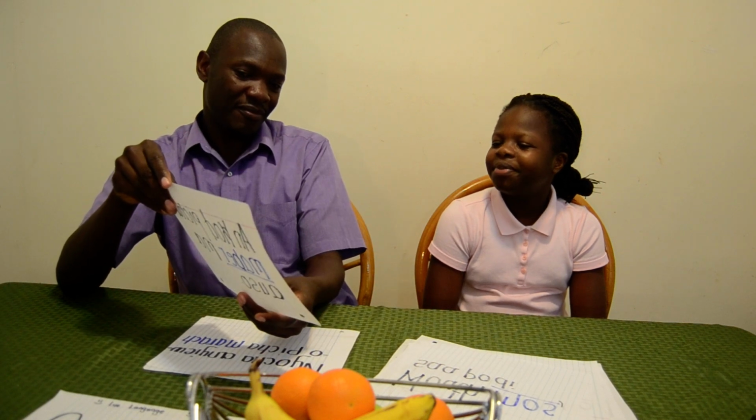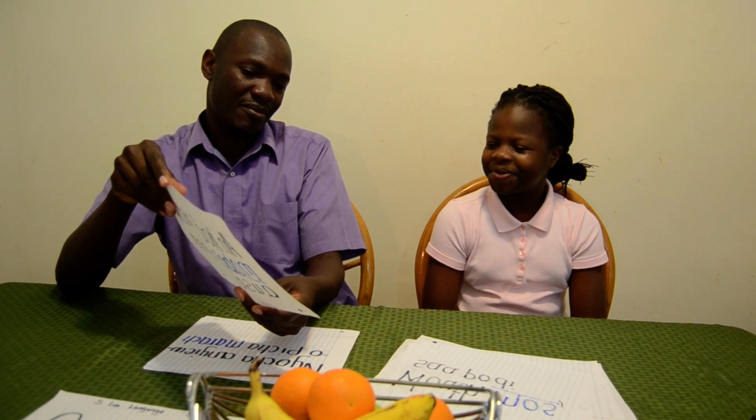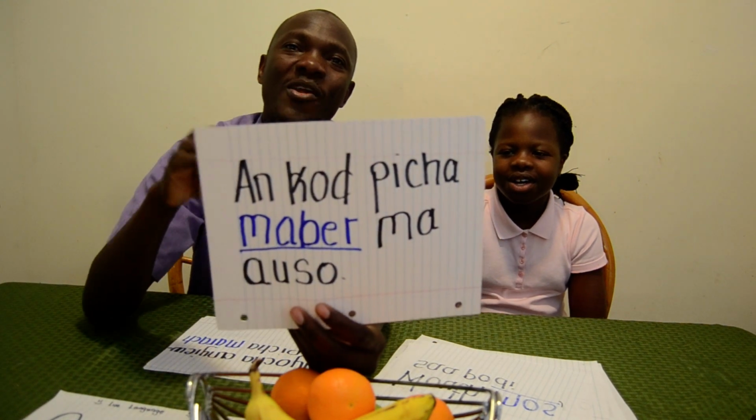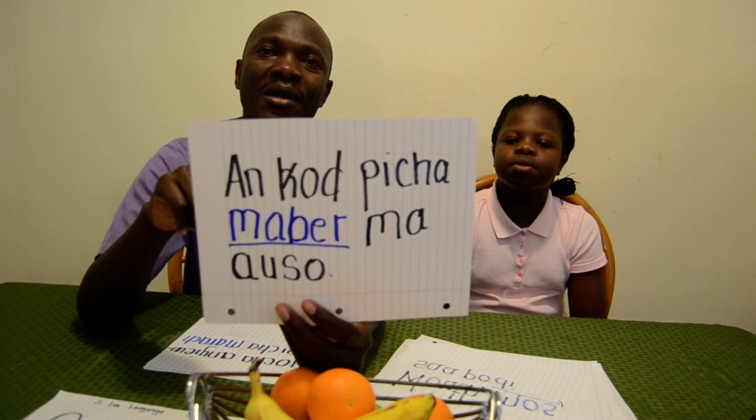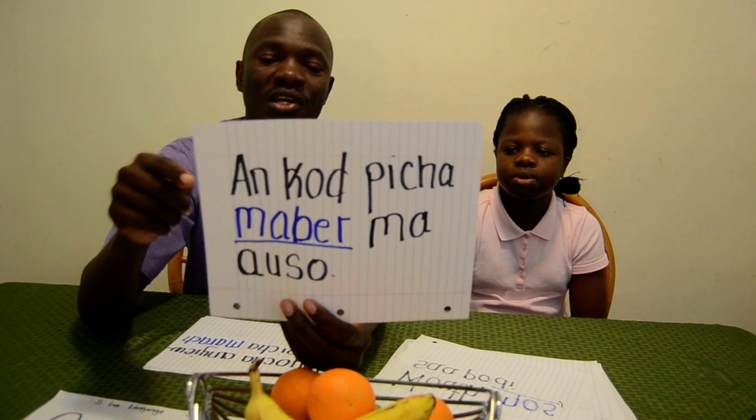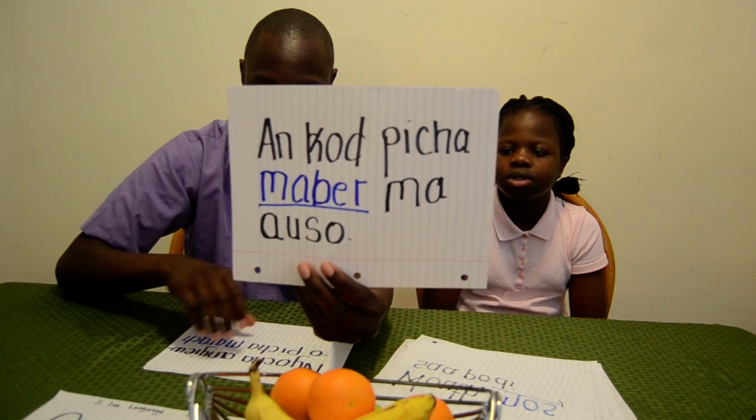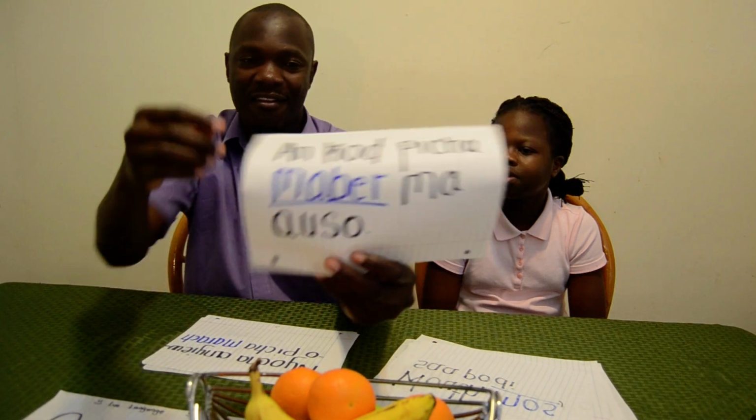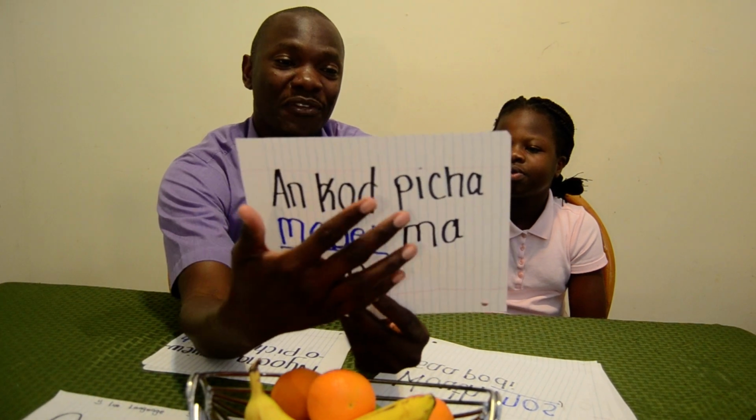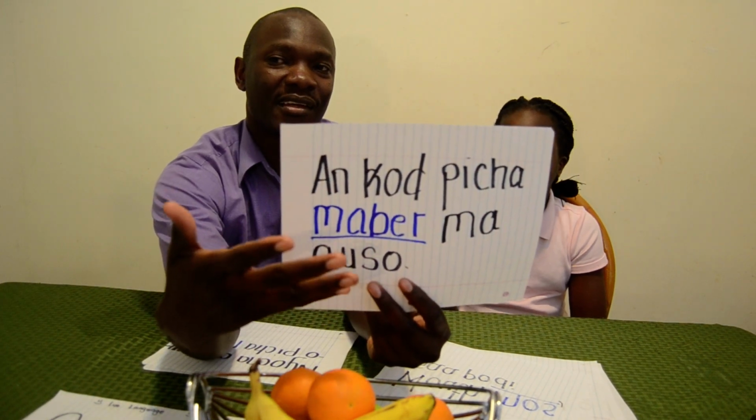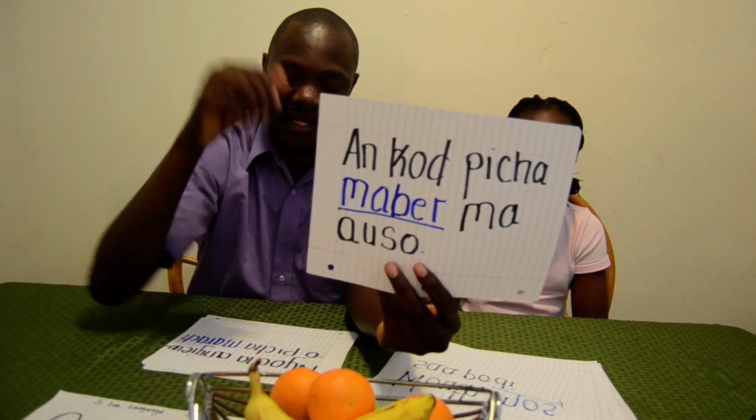An kod picha maber ma auso. You have to pronounce all of them. Okay? So I have a beautiful picture that I'm selling. Or I have a good picture that I'm selling.